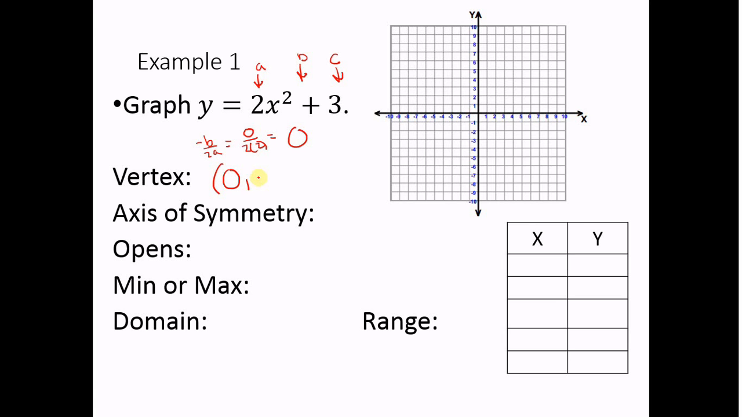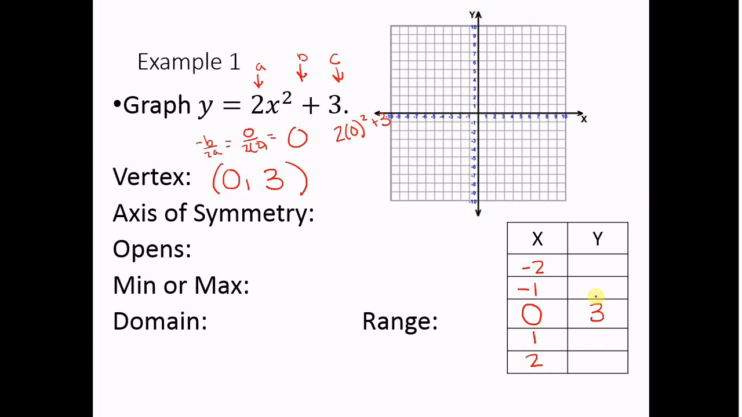What happens when you plug 0 into the equation? That's going to give us our y. So I'm going to go 2 times 0 squared plus 3. Well, 0 squared is 0, times 2 is 0, plus 3 is 3, right? So this is my vertex. That's going to go in the middle of my table so I can graph. Now let's pick some numbers around that: -1, -2, 1, and 2.